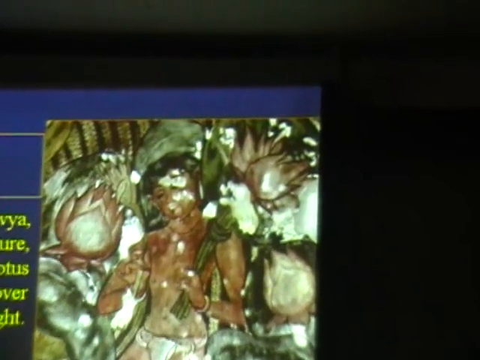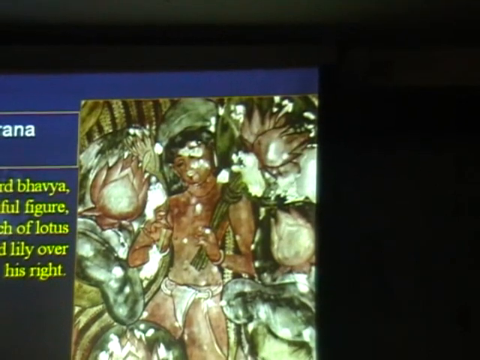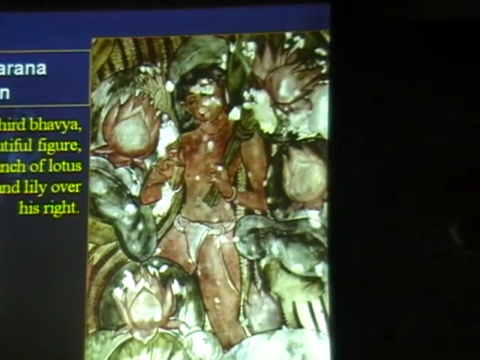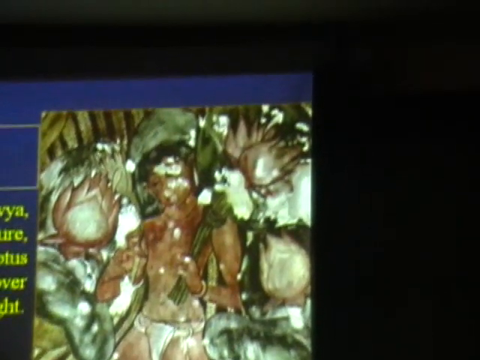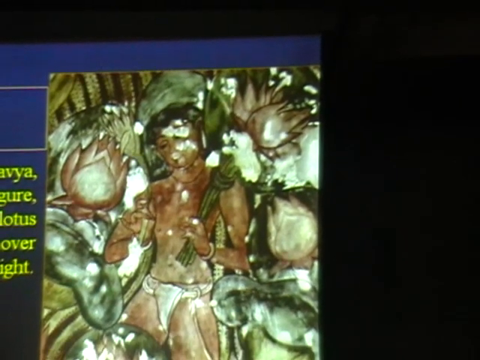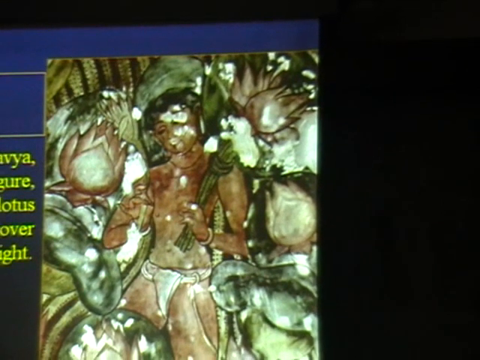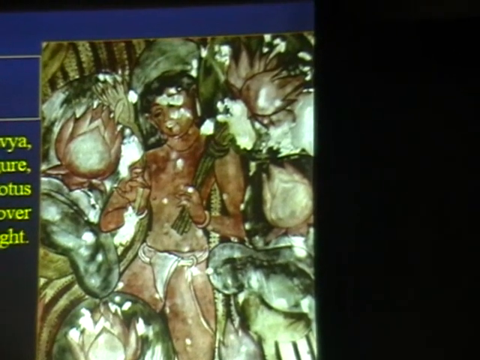The other one, the third Bhavya, is an extremely beautiful figure, carries a bunch of lotus on his left shoulder, and Ali, lily on the other shoulder. These figures are naked except for the loincloth. The hair is neatly arranged and the lobes of the ear are distinctive.